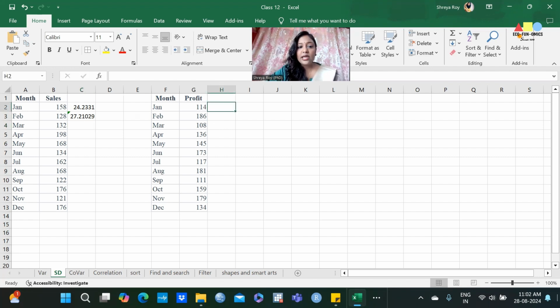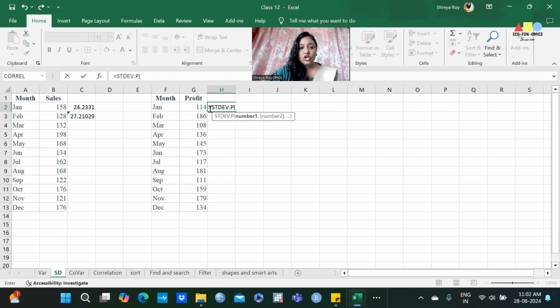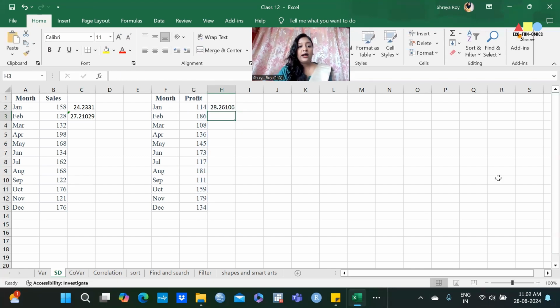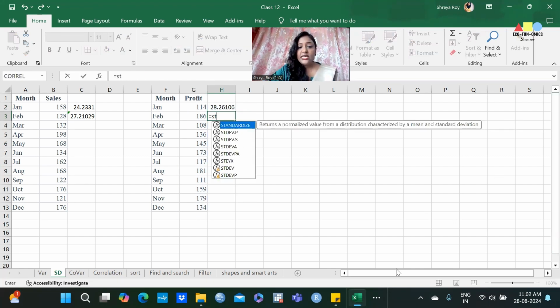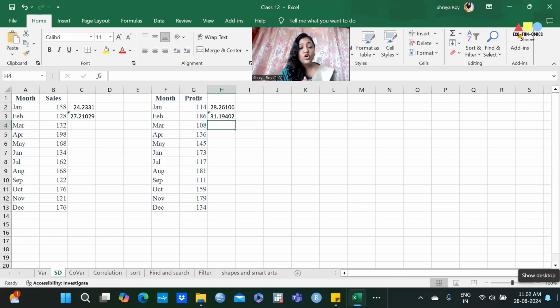Repeating the same for my second data set: =STDEV.P, select the entire data set, close bracket, enter. Then =STDEV.S, select 6 months, close bracket, enter. Now we see that we have similar results. 6 months is more dispersed, whereas annually it is relatively closer in comparison to 6 months.